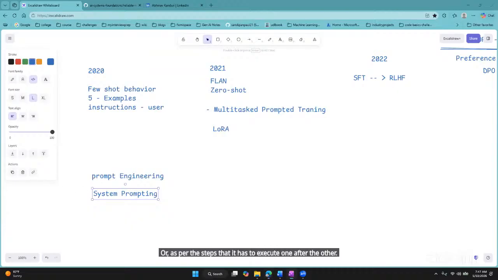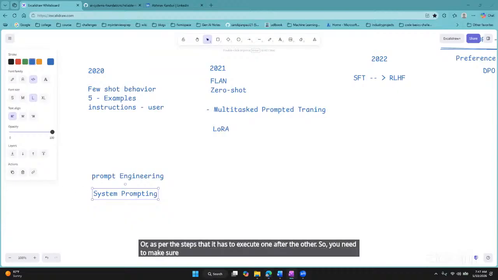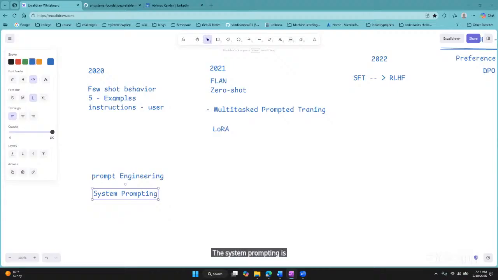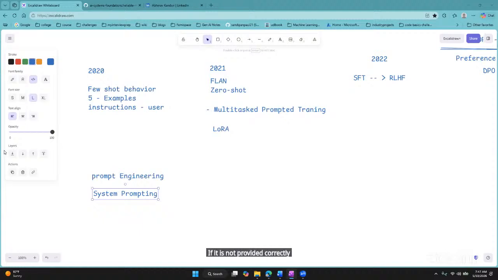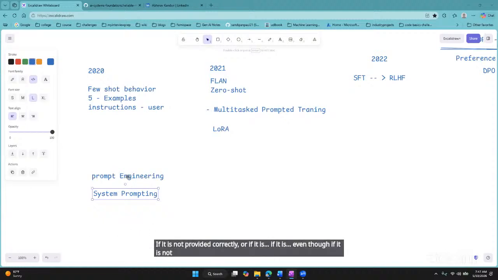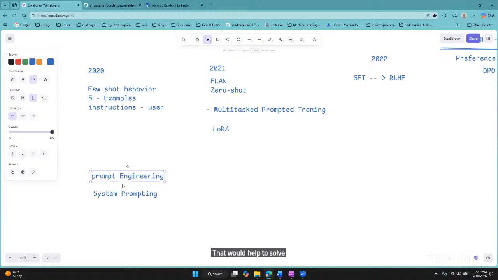So you need to make sure the system prompting is behaving correctly. Even if it is not provided correctly, it should generate its own instructions, which would help to solve your problem with a single prompt so that your cost is also getting managed there.